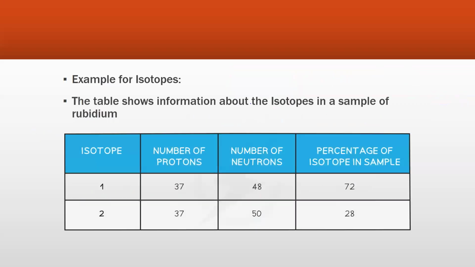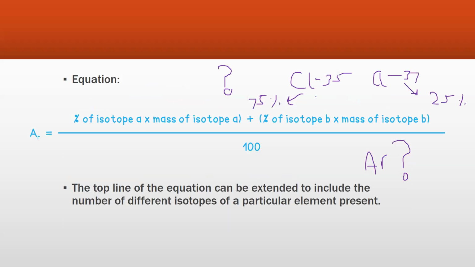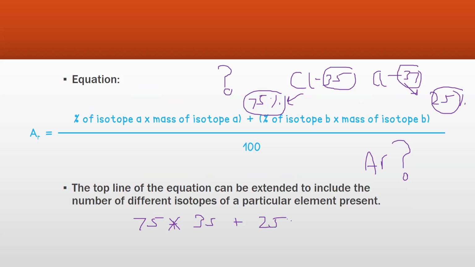From the periodic table. Examples for isotopes देखें, ठीक है. The table shows information about the isotopes in a sample of rubidium. इसको periodic table से नहीं करेंगे. There's a formula for that. Percentage multiplied by the mass of chlorine plus percentage multiplied by the mass of the second chlorine. Got it? 75 multiplied by 35 plus 25 multiplied by 37 divided by 100.